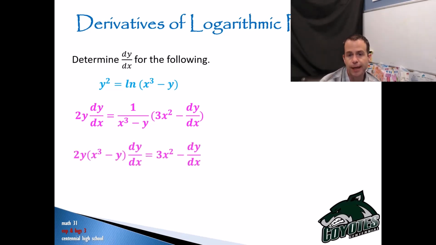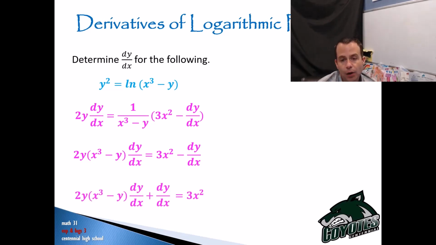That will get rid of my fraction there. So I end up with x cubed minus y being multiplied on the left, and on the right, I'm left with 3x squared minus derivative of y. So now I'll add derivative of y to both sides so that I have all the terms involving derivative of y on the left. Okay, now I can factor out dy over dx because both of these terms have derivative of y. So I'm going to go ahead and factor that out.